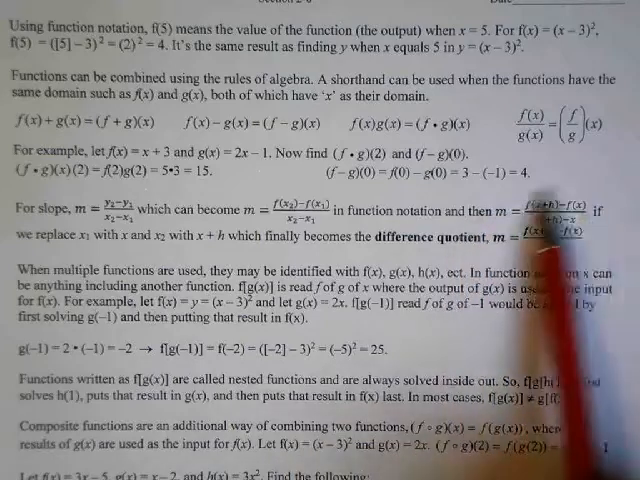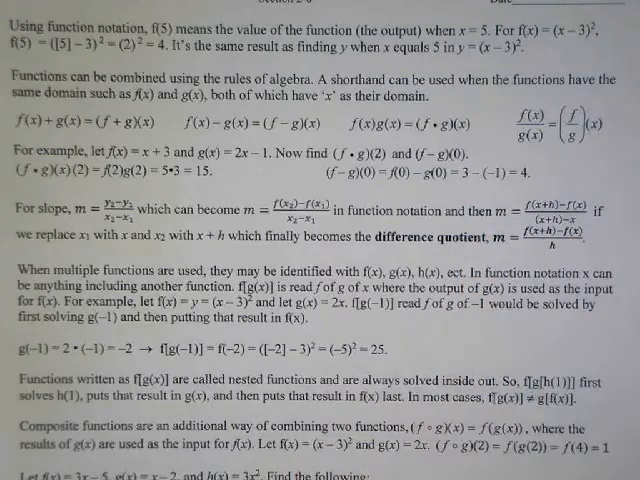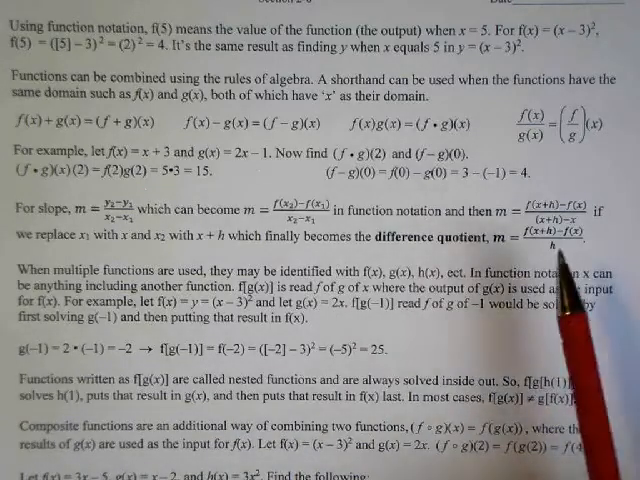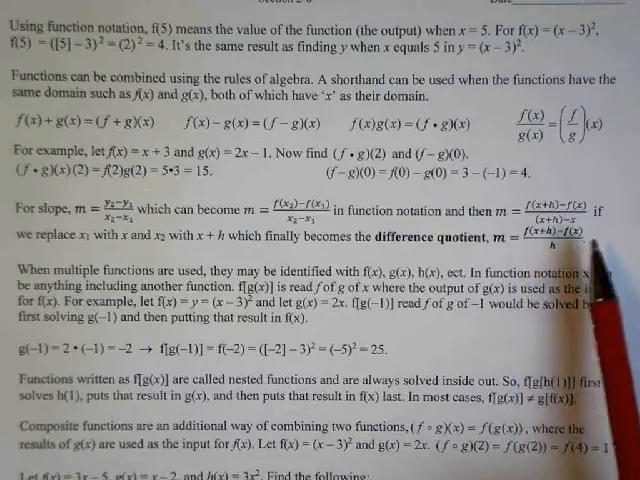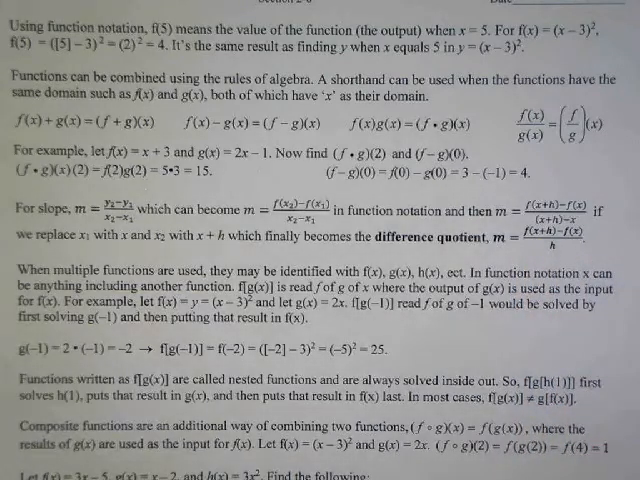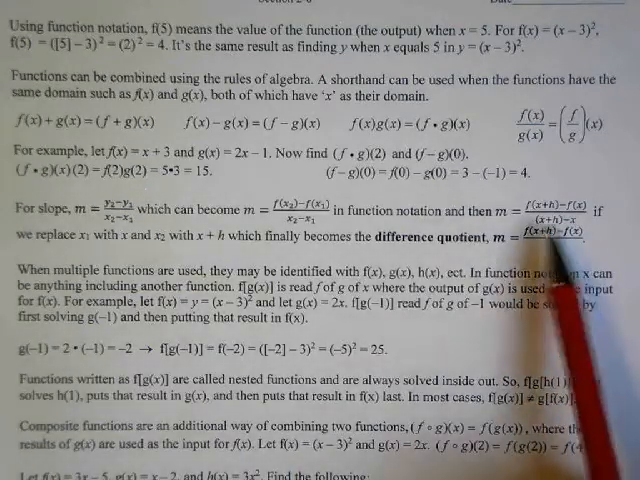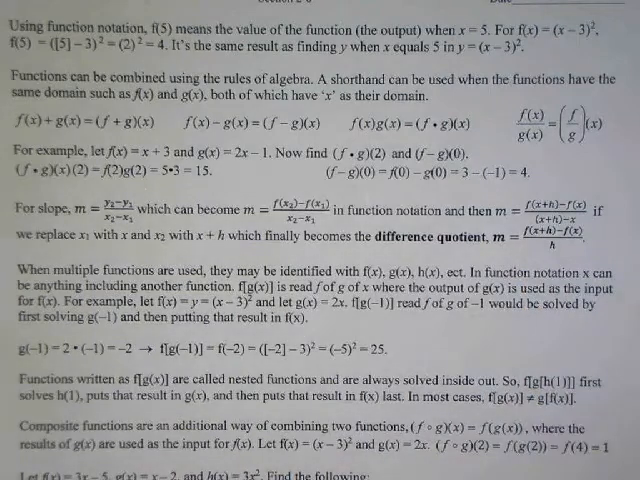And then m can also be written this way, in which we have replaced the x2 with x plus h, in which h is some difference from x. And this is called the difference quotient. And so it's written this way: the slope equals f of x plus h minus f of x over h, because of course the x's will cancel in the denominator.